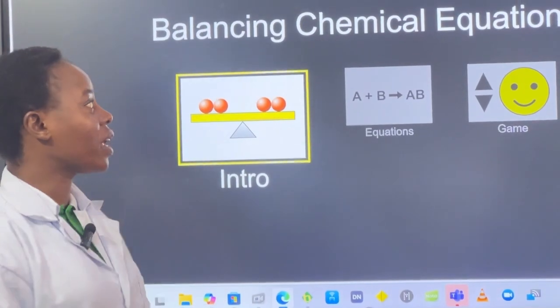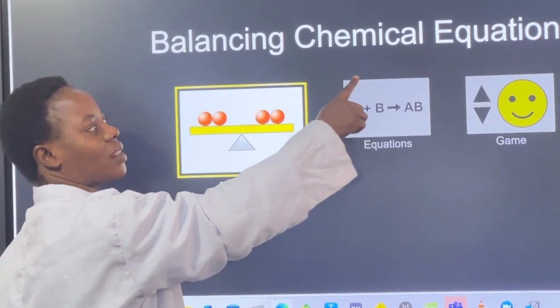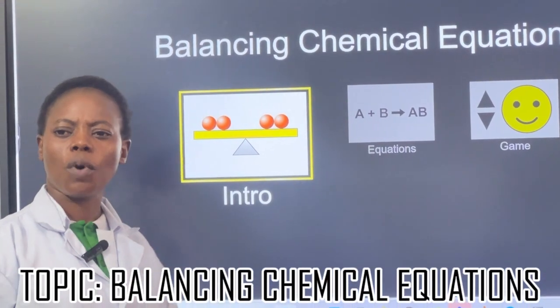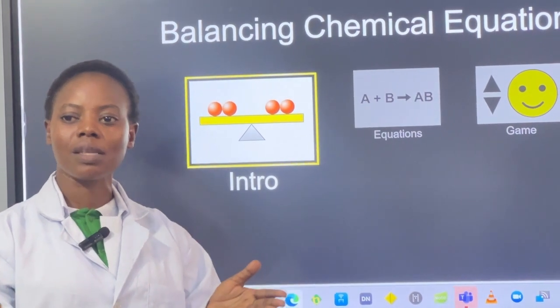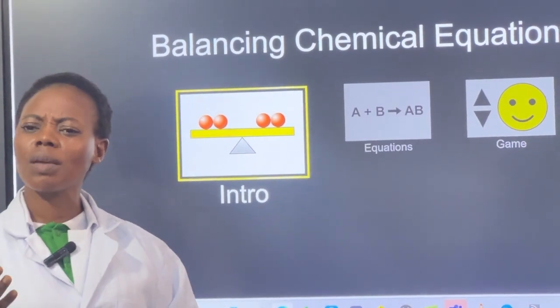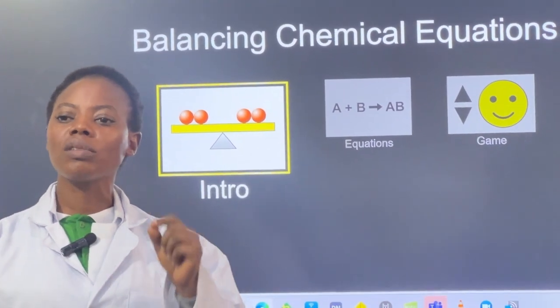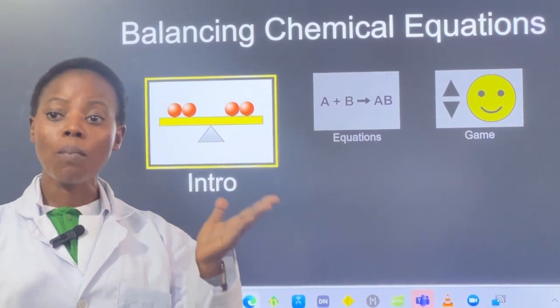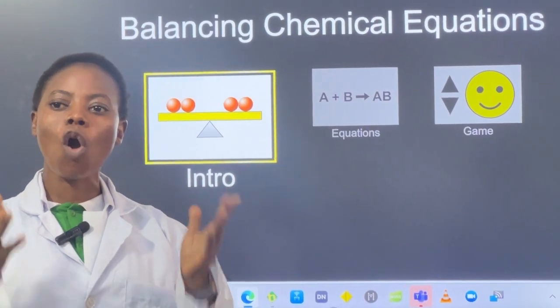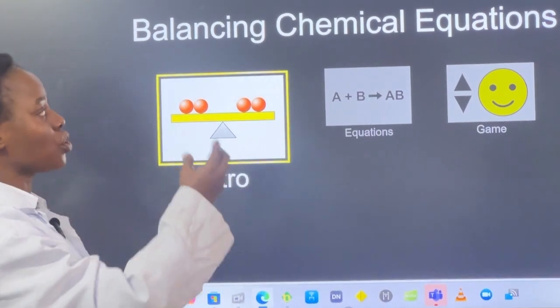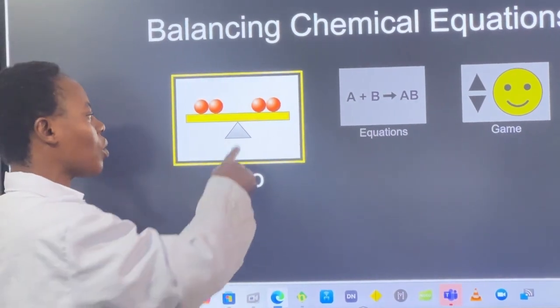And today we'll be looking at the topic, balancing chemical equations. But before now, we've talked about how to represent elements in symbols. And at the same time, we also looked at how to count the number of atoms in a molecule of a compound. And today we'll be applying all we have learned so far in the topic, balancing chemical equations.